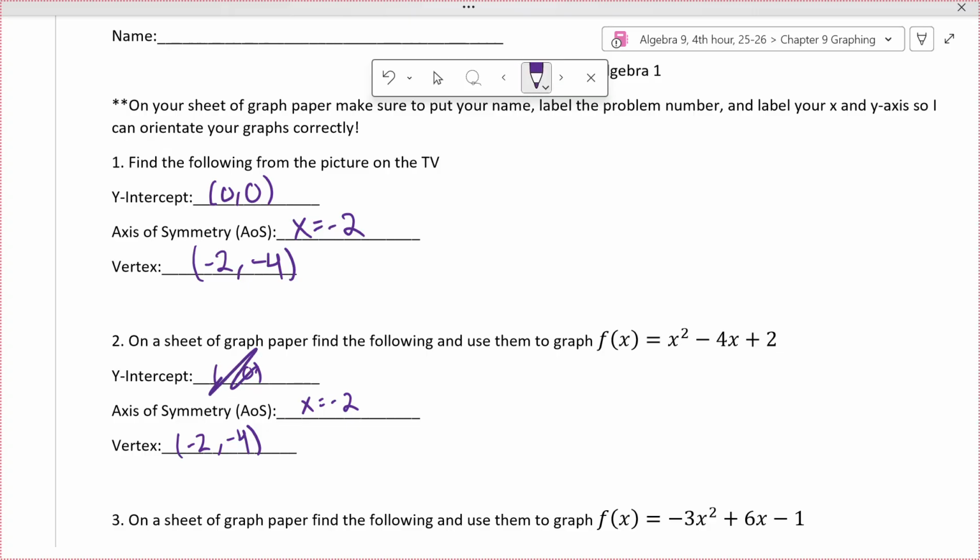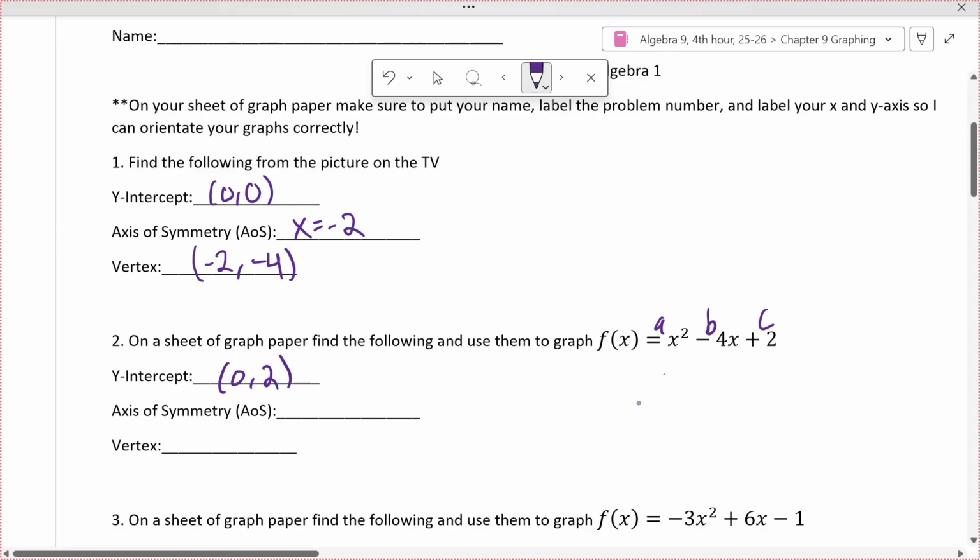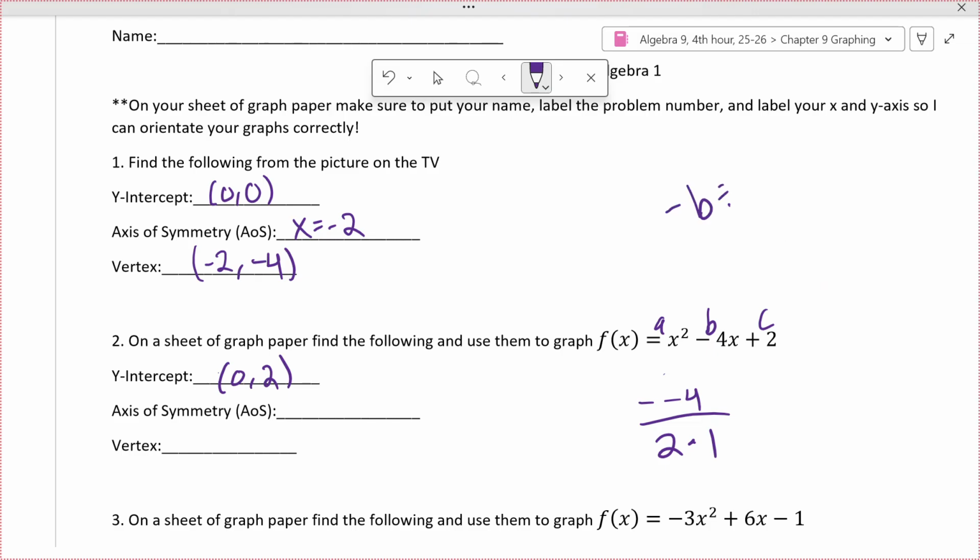Okay, problem 2, we need to now find these things ourselves from the equation here, and then we need to graph. So again, we got our A, B, C. The y-intercept is located at 0, C, so 0, 2 in this case. The AOS is -B over 2 times A. Reminder that if you type that in your calculator, you type it in with the 2 and A grouped together in parentheses, so you would type it in like that. Anyways, this makes +2.